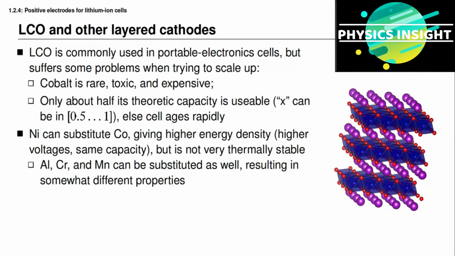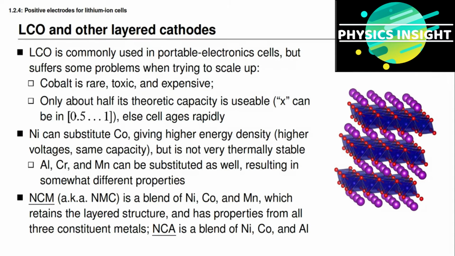It's also possible to substitute other metals. For cobalt, we can substitute aluminum or chromium or manganese, and these all give slightly different properties when we do so. Maybe the most popular substitution presently is to replace some of the cobalt with nickel and some with manganese, and so we end up with a nickel cobalt manganese or NCM material. This material has exactly the same atomic crystalline structure as you see on this slide. It's just that some of the cobalt is replaced with other elements.